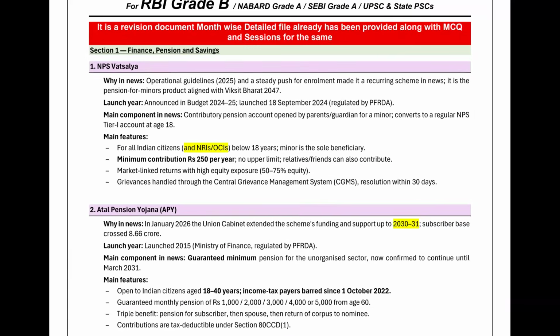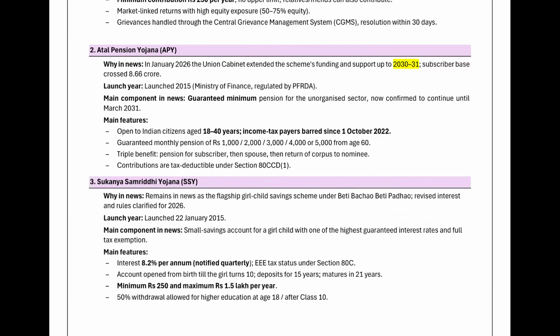NPS Vatsalya is clear to everyone. Now let's discuss the Atal Pension Yojana. It is a very popular scheme, right? So obviously right now I'm discussing the indexation one, that is finance. So obviously it will be coming under the Ministry of Finance only. The ministry which is important for Atal Pension Yojana is the Ministry of Finance. Is it clear? Now the key points, please note it down.